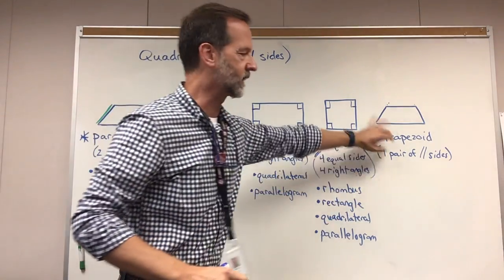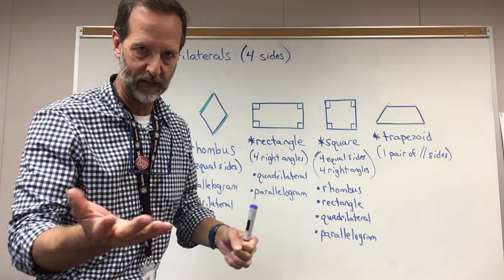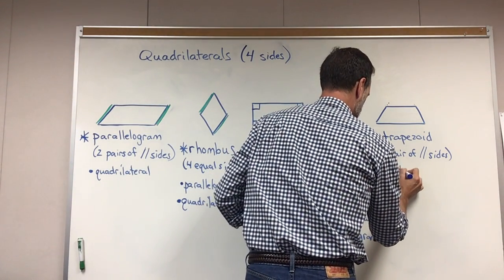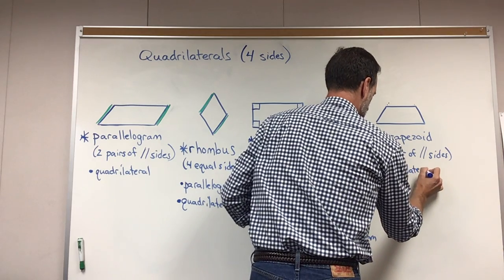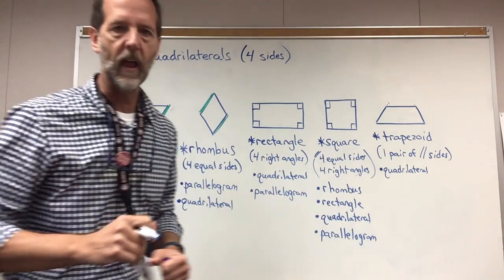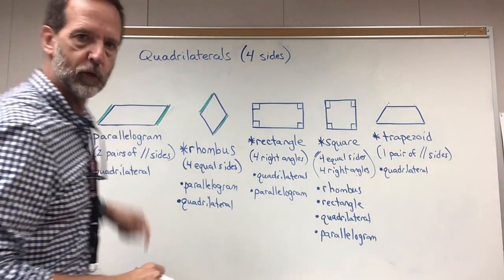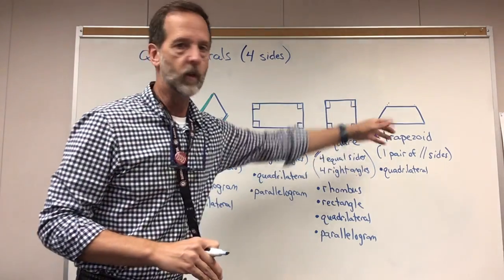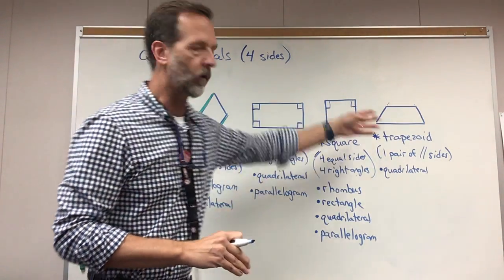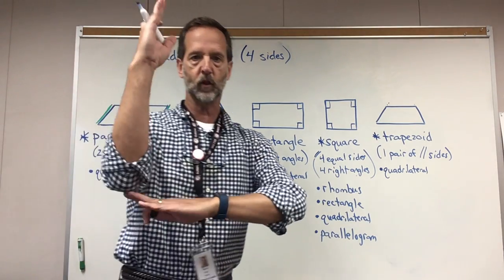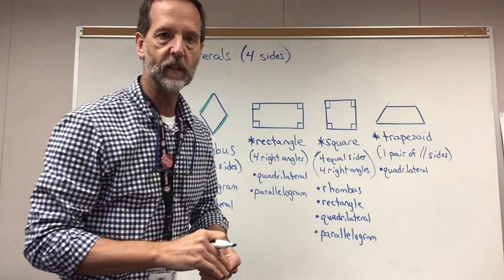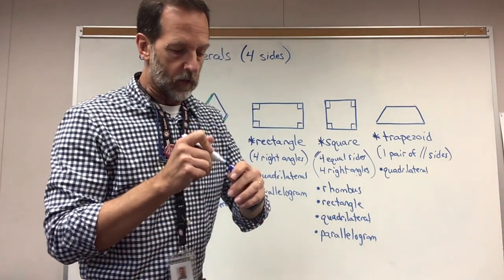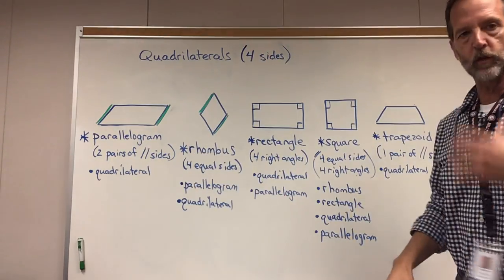All right, what else is this figure? Well, it has 4 sides, so that makes it a quadrilateral. Okay, it's a quadrilateral. We said it doesn't have 2 pairs of parallel sides, so it can't be a parallelogram. Are the sides the same length? No, it's not a rhombus. Does it have 4 right angles? No, it doesn't. It doesn't have those square corners. Okay, and it's certainly not a square. So the only thing this is, besides a quadrilateral, is a trapezoid. So guys, those are your quadrilaterals. Those are your 4-sided figures.